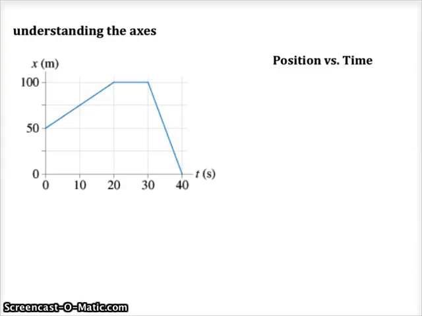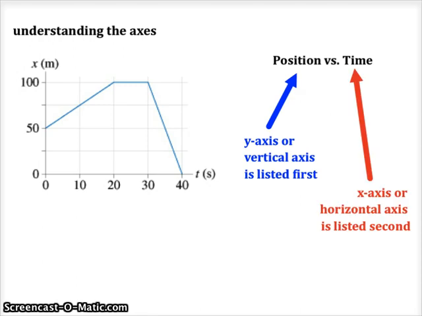So we'll take a look at each of these points individually. First, it's important to understand what the axes are telling us. This graph would be titled Position versus Time because position is on the vertical axis or the y-axis, and because time is on the horizontal axis or the x-axis. So the name of the graph always corresponds to the vertical versus the horizontal, or the y versus the x.